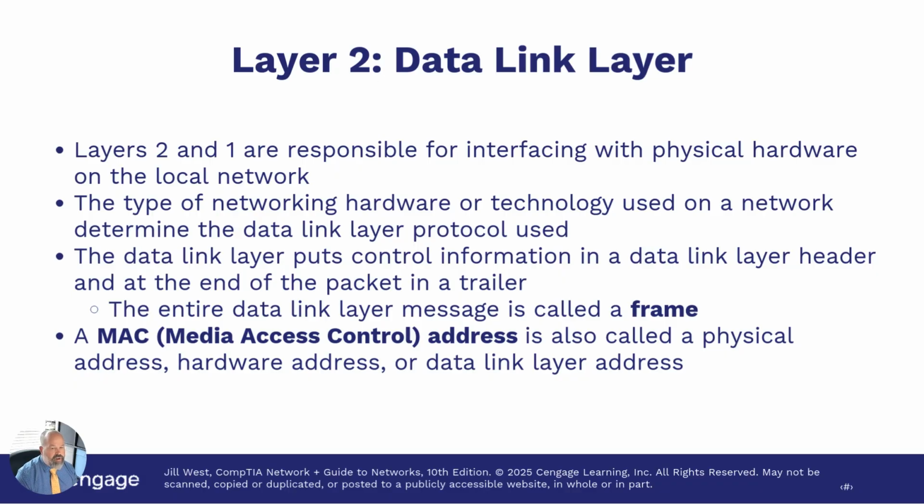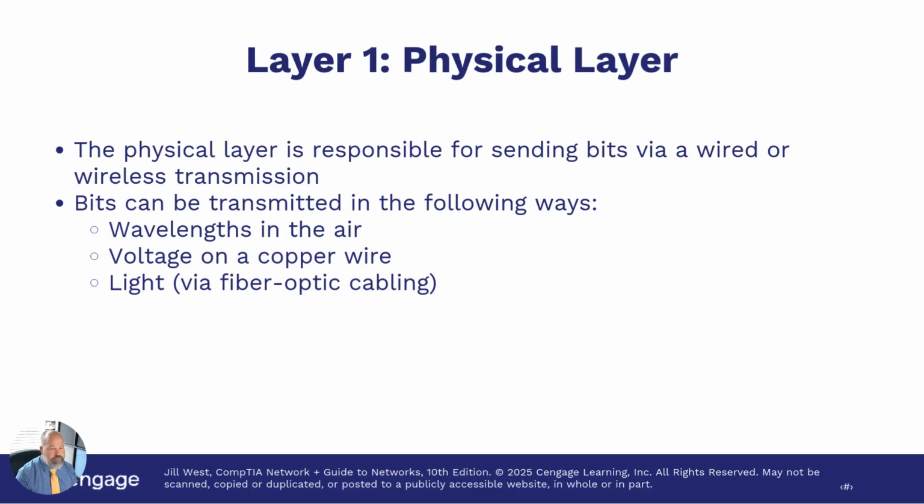The data link layer connects the network layer to the physical hardware. It puts control information in both a header and a trailer, creating a frame. The address used here is the MAC address, which is the hardware's unique physical address. Think of it like a device's fingerprint. It's permanent and it's unique to the device.